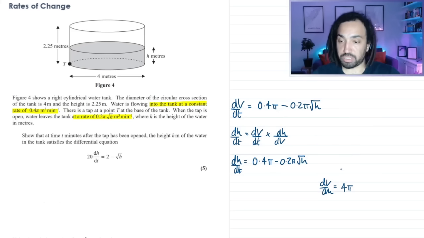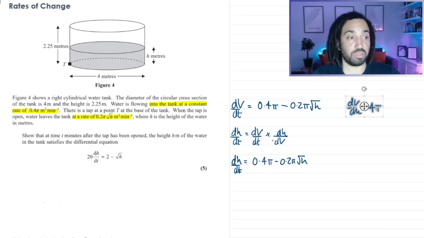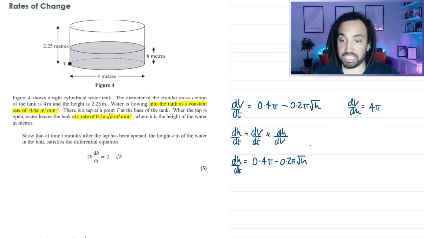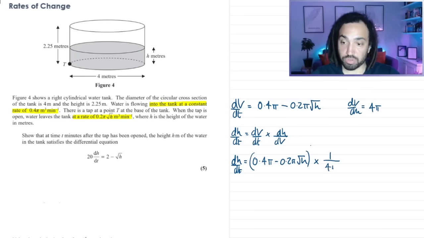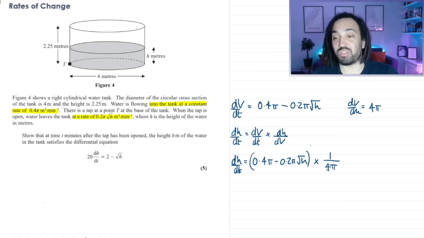And then if I just get rid of this, because all we need now is just this part here. Okay, yeah, there we go. So we just need this part here. And in fact, what we need of it is the reciprocal of it, because we're looking for dH by dV. So we're going to times this through by the reciprocal of this, which is 1 over 4 pi.